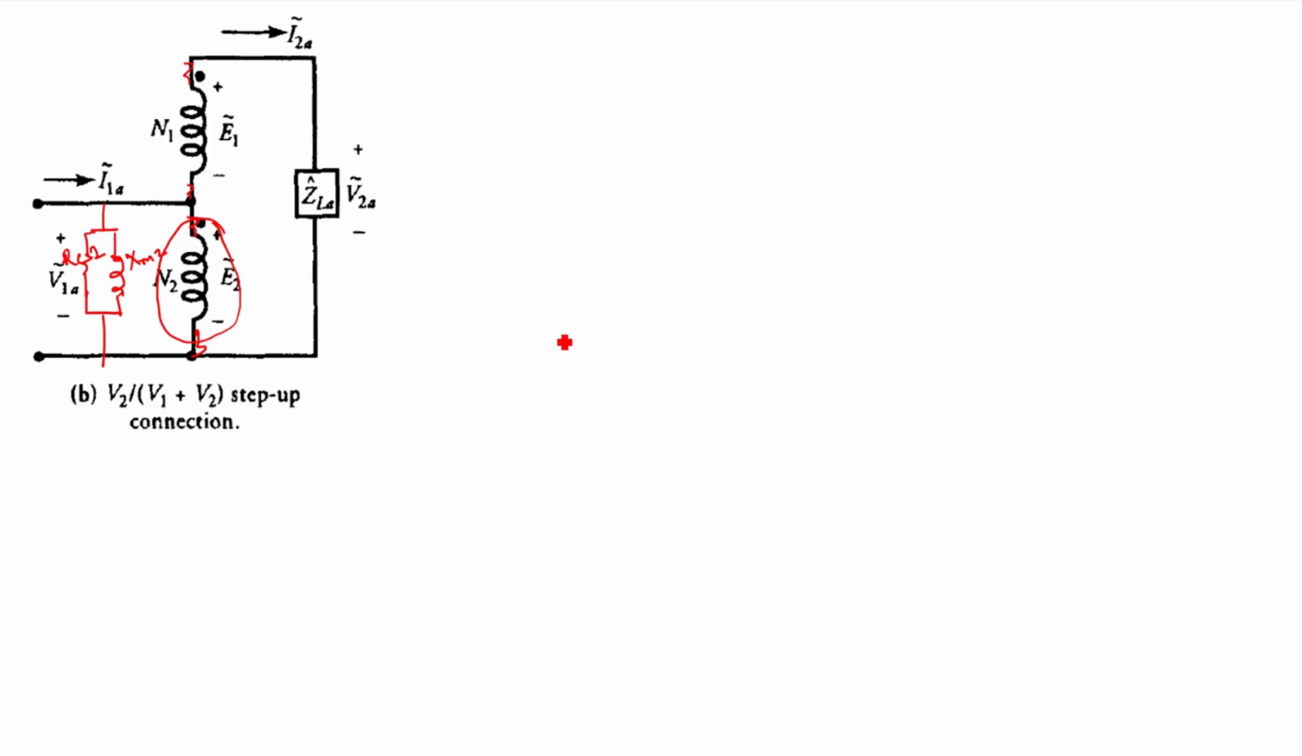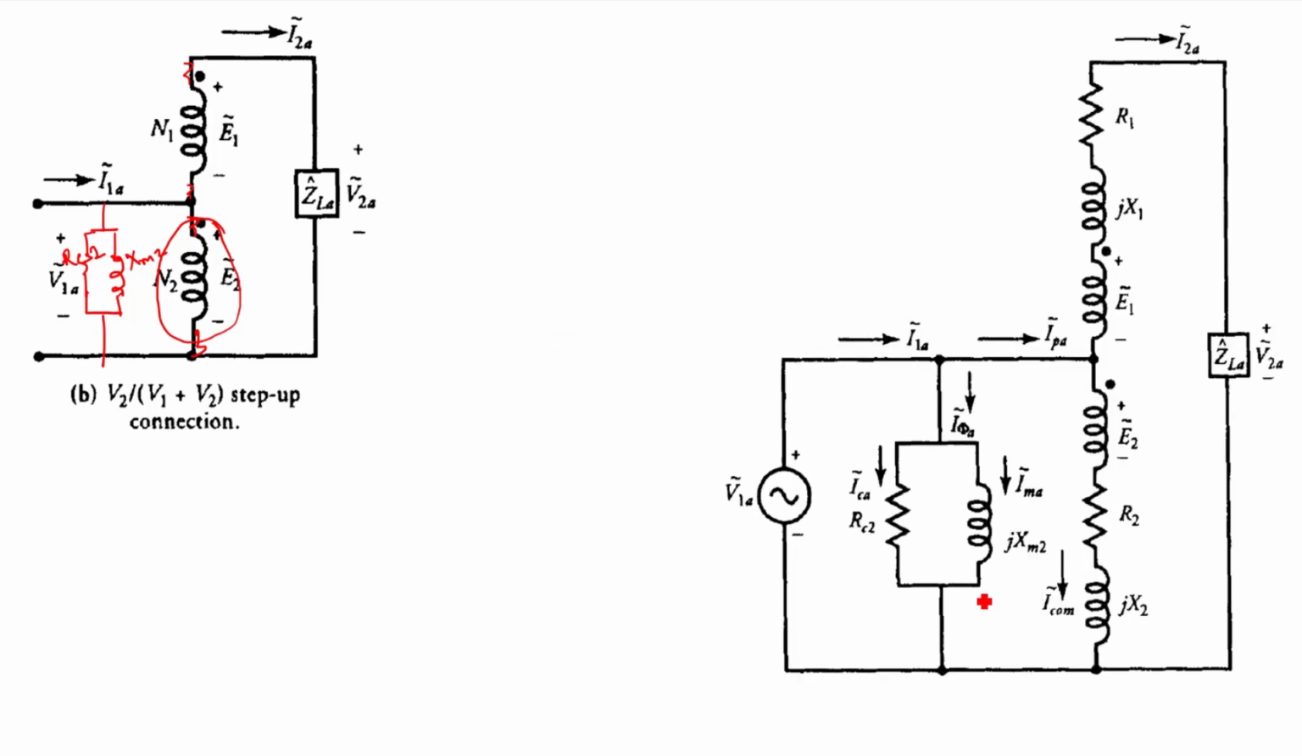Then your exact equivalent circuit will look like this. Now it will become RC2 and jXM2. This is your parallel branch which represents the core loss component and the magnetizing component, and your series resistances and reactances are represented in the respective windings, R1 and X1, and also R2 and X2. So this is your exact equivalent circuit.